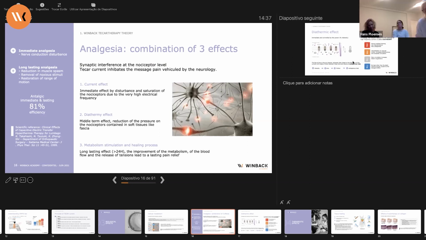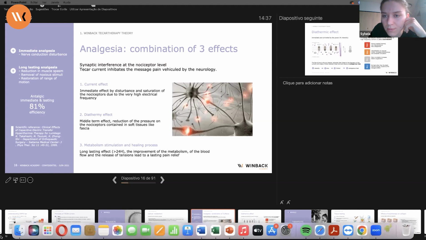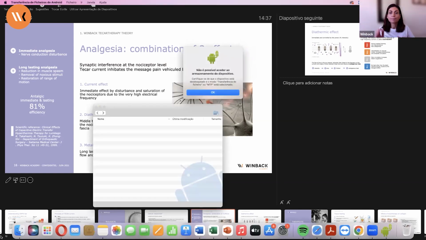You were asking about different companies who have studies, not very good, but they have studies that the Tecar therapy is recommended for cancer patients. And what is your opinion? Do you have the same cases in your country?